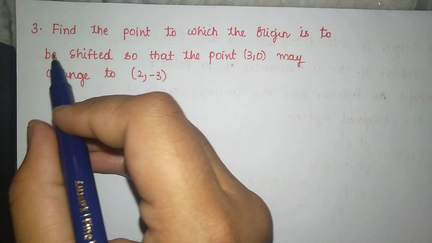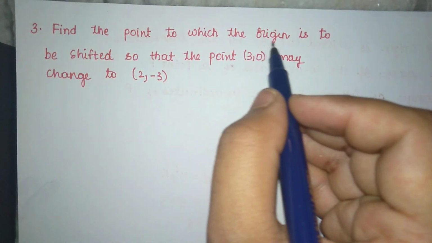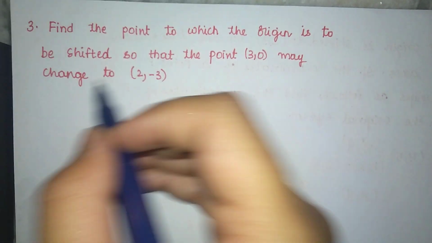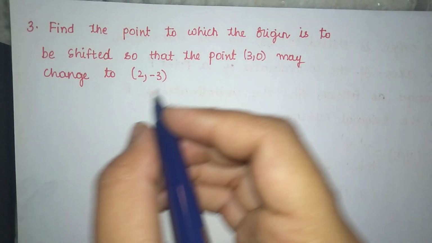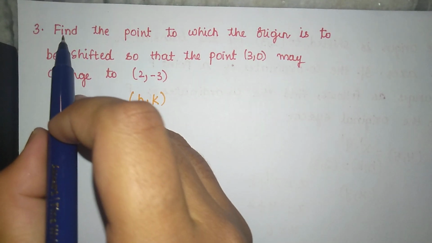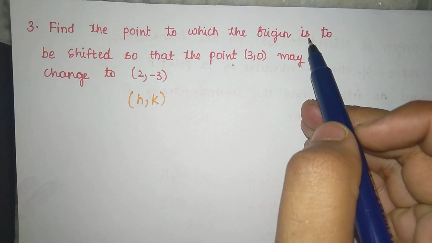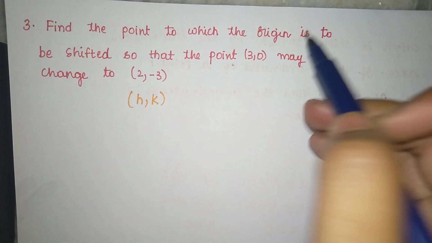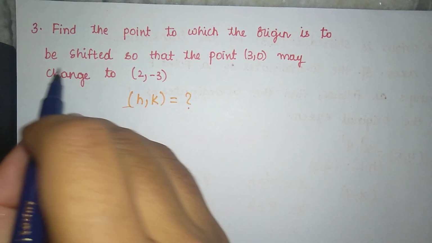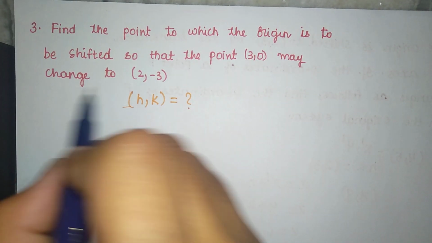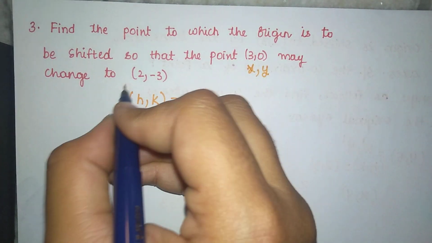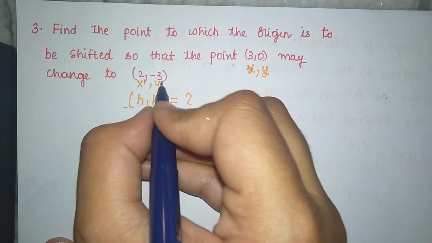Okay, let's see the other problem. Find the point to which the origin is to be shifted so that the point may change to. Here they have not given h comma k. You can clearly observe, find the point to which the origin is to be shifted. So they are asking us to find out the shifted origin only. So h comma k we don't know. So they have given so that the point may be changed to. So this will be small x comma small y. This is capital X dash, capital Y dash.